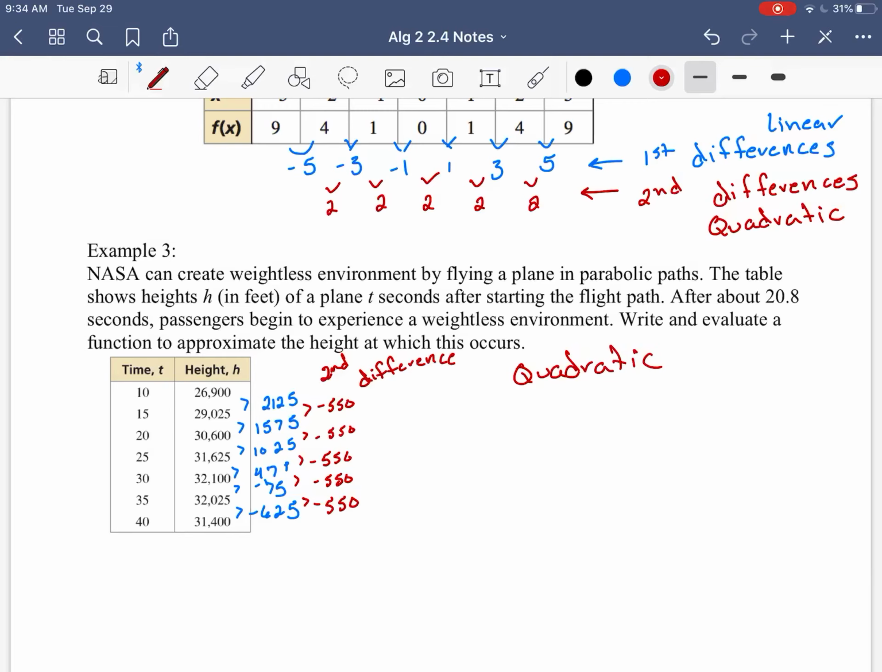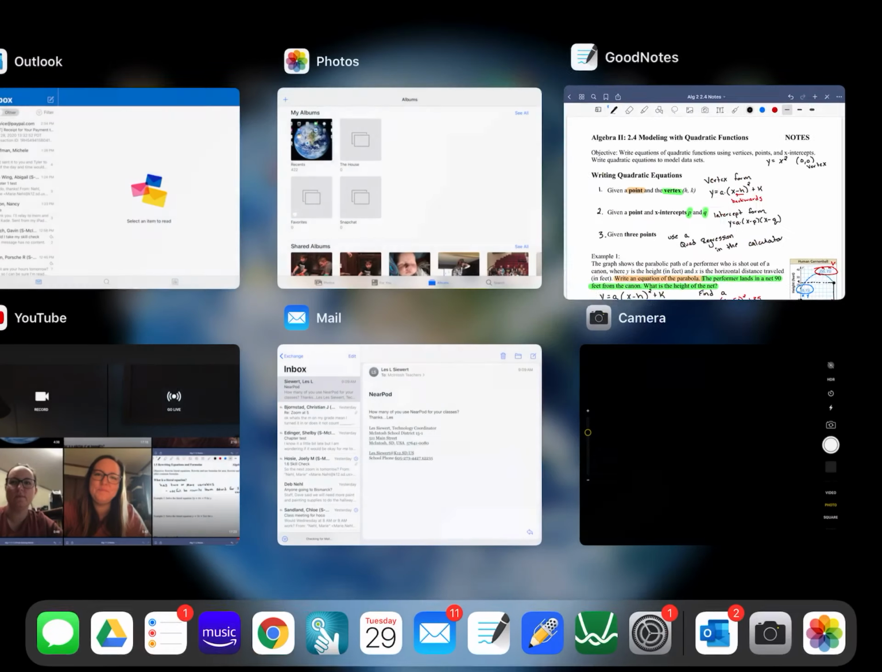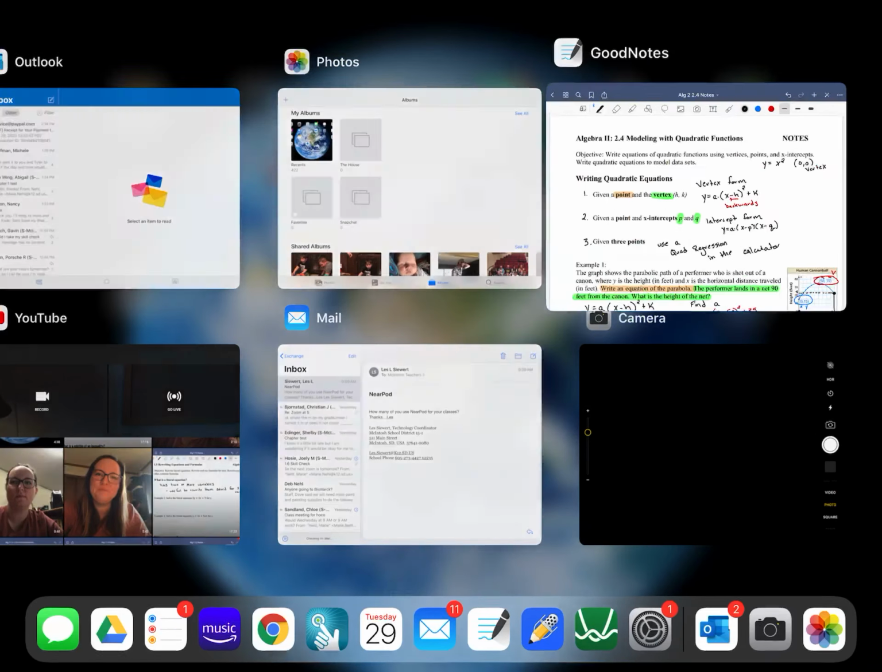Okay, first of all, I do not know the vertex. Don't know it. I do not know any of the intercepts. Don't know it. So we are down to this last one, if I'm given 3 points. If we are given 3 points, there's a way you can do it without your calculator, but we're going to use our calculator. Use a quadratic regression in the calculator.